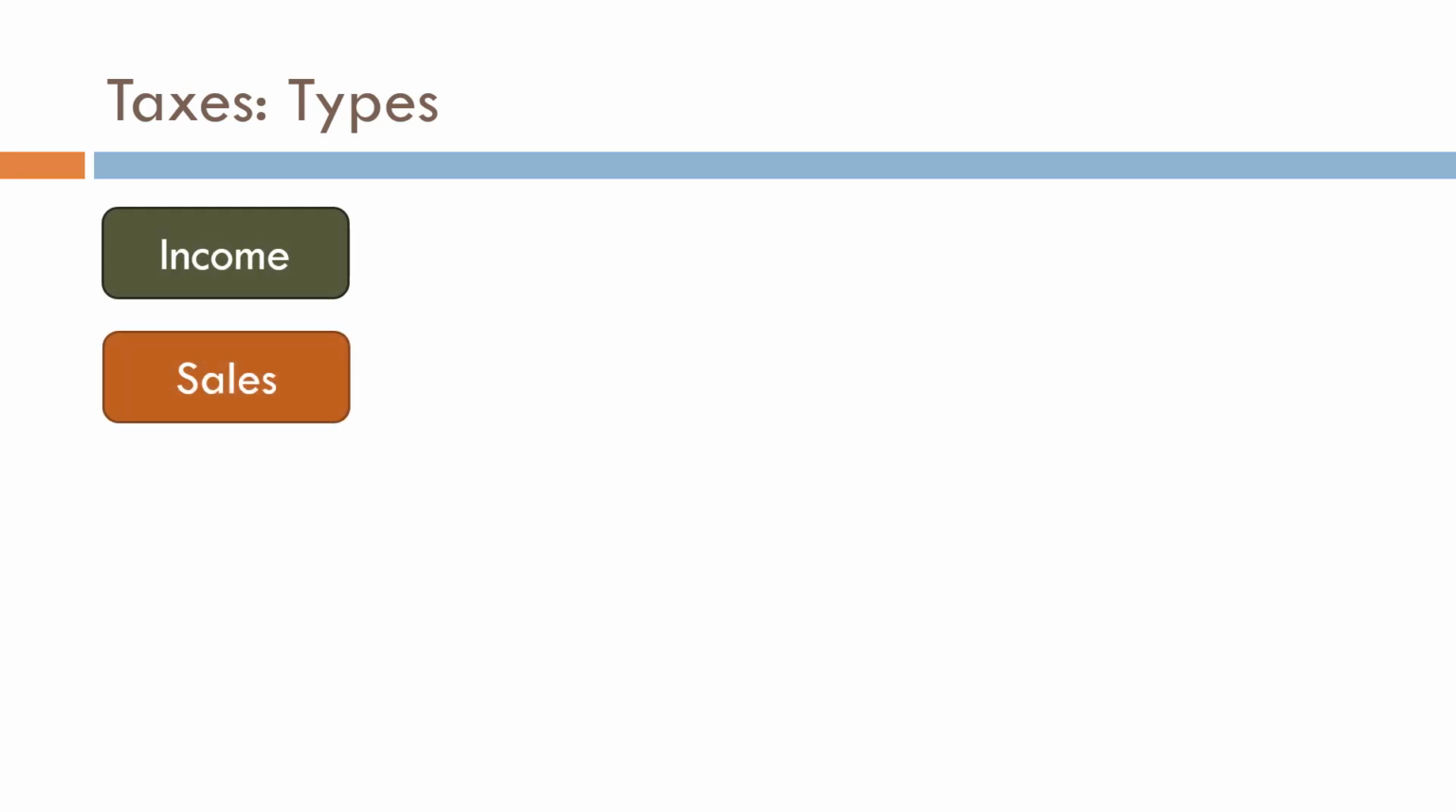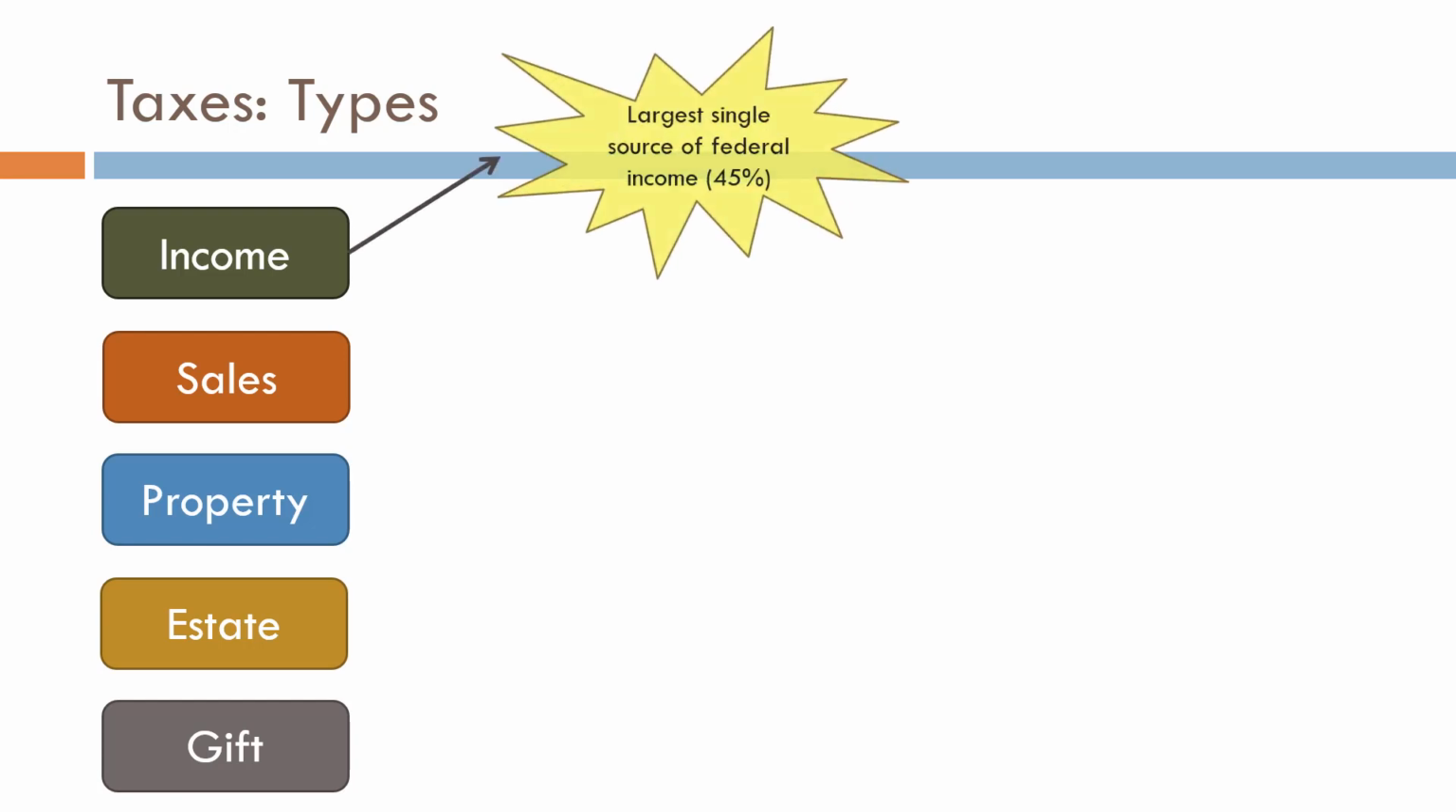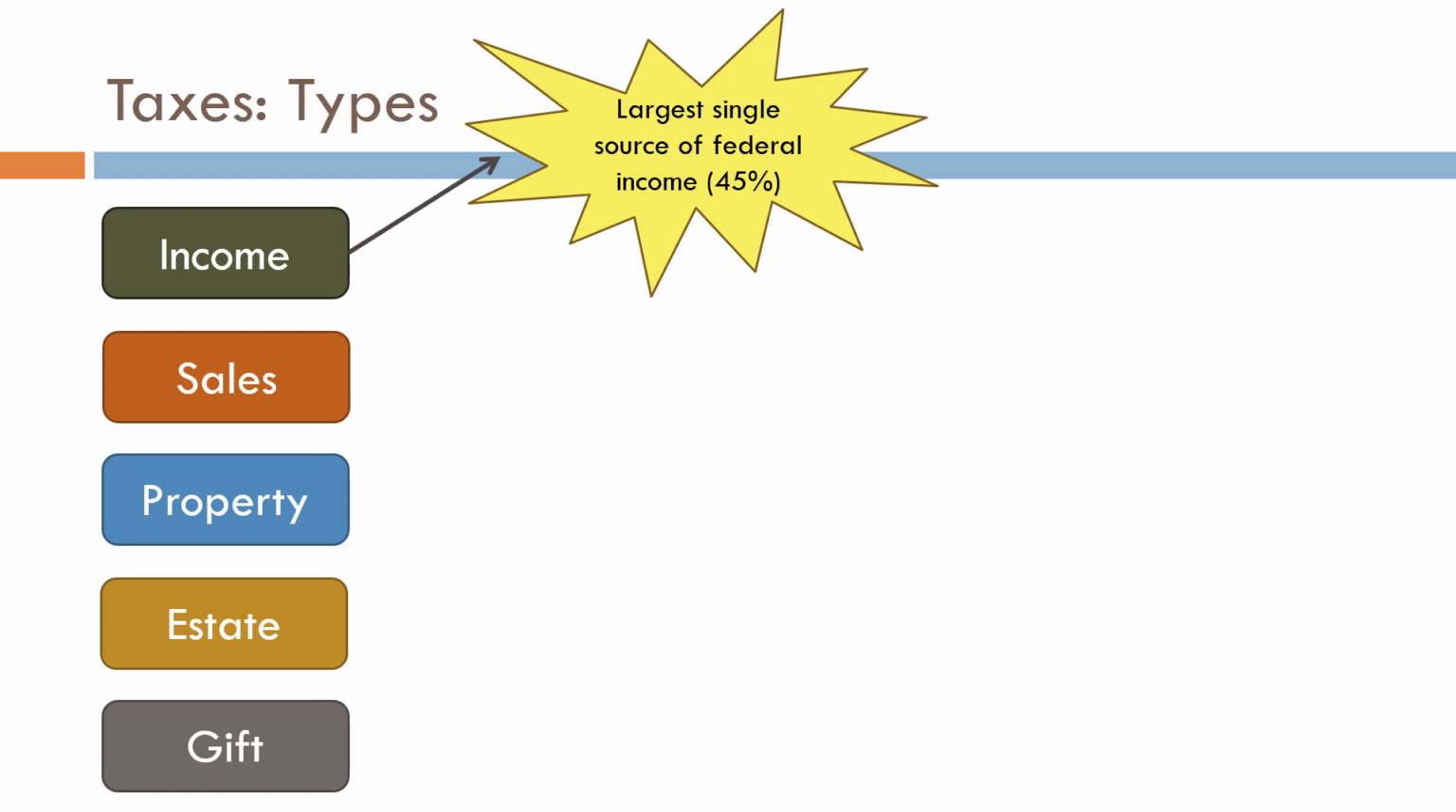Another type is sales, property taxes, estate taxes, and taxes on gifts of a certain amount. Out of all of these, income is by far the largest single source of federal income. So it's about 45% of all the income that the federal government takes in.